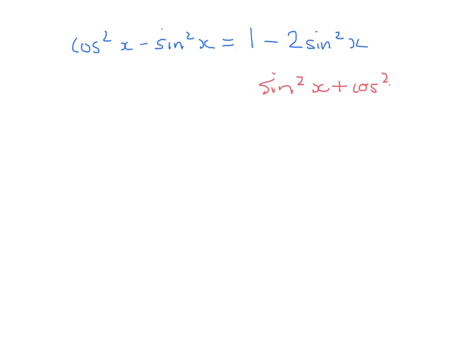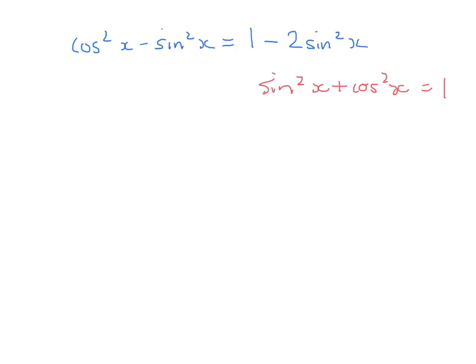Our fourth one is interesting. We have cos squared x minus sine squared x is equal to 1 minus 2 sine squared x. Now this kind of looks like the Pythagorean identity sine squared x plus cos squared x equals 1, but it's a little bit off. We can actually manipulate this one though.